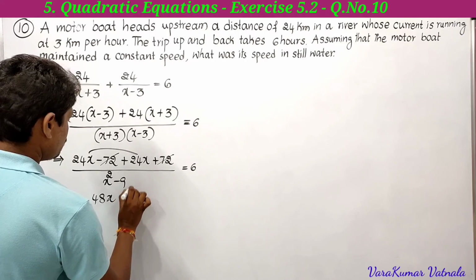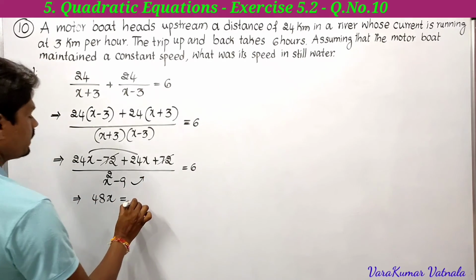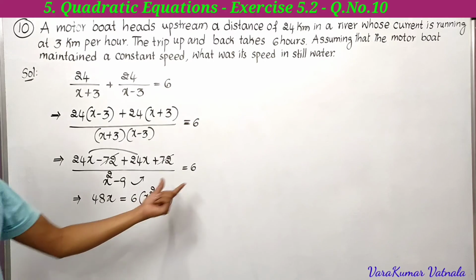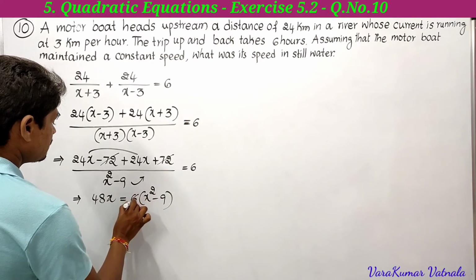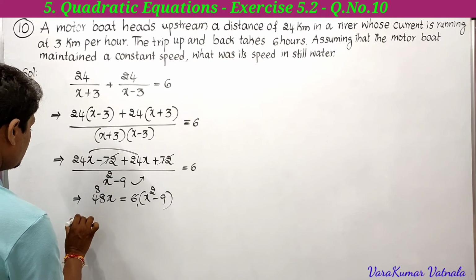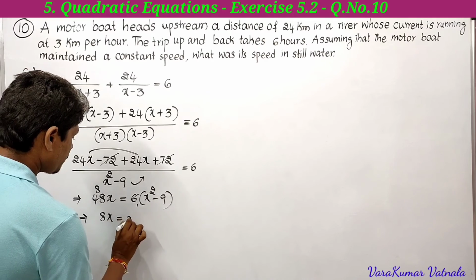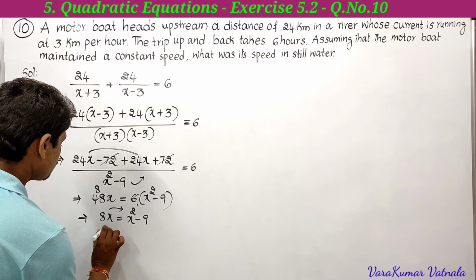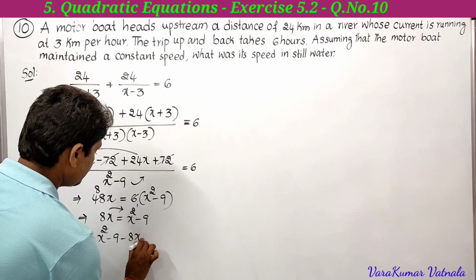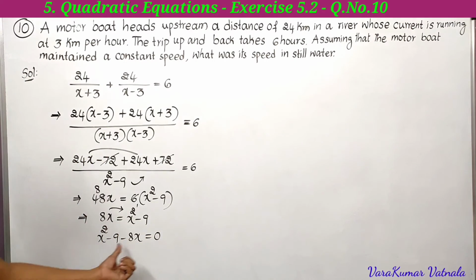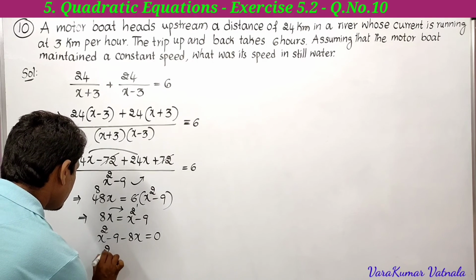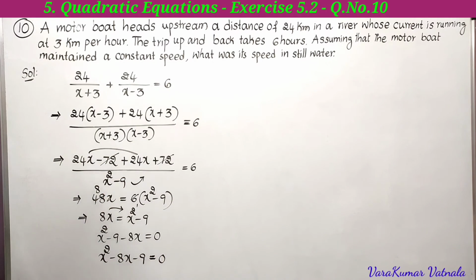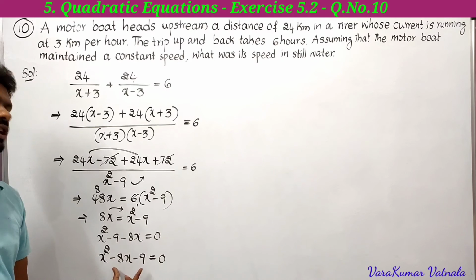48x is equal to 6 into x square minus 9, taking x square minus 9 to the right side. Here x square minus 9 is dividing; if you take it to the right side, it multiplies. So we can cancel: 6 ones are 6, and 6 eights are 48. So we have 8x is equal to x square minus 9. Now take 8x to the right side, we get x square minus 9 minus 8x is equal to 0. Writing in standard form, we get x square minus 8x minus 9 is equal to 0. Now this is the quadratic equation in variable x.